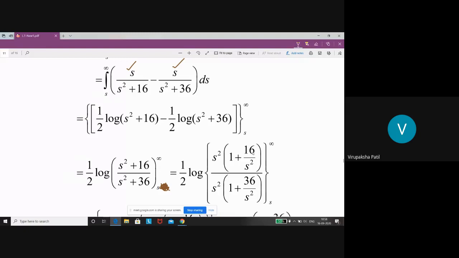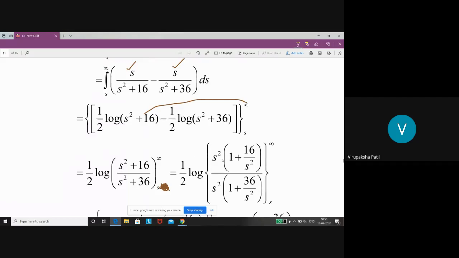Now here I use a different technique to simplify this, for our convenience. If you want, you can put the limits directly here, upper limit, lower limit, and directly write the answer. But you must know this method also. In some books this method is given, so I have taken this method. So here in the numerator, 1 by 2 you keep as it is, log you keep as it is.